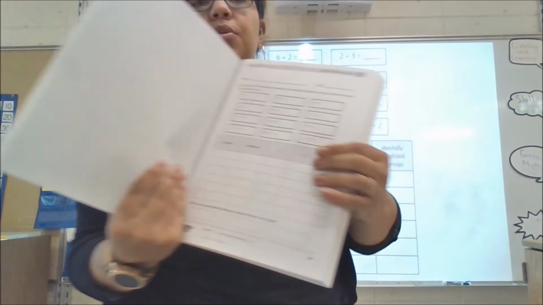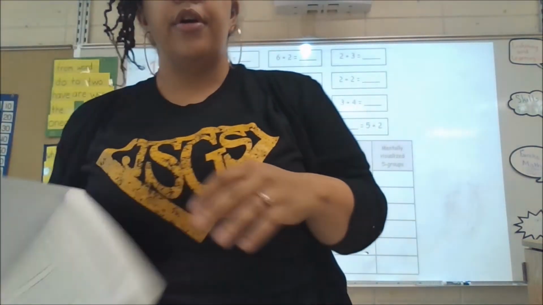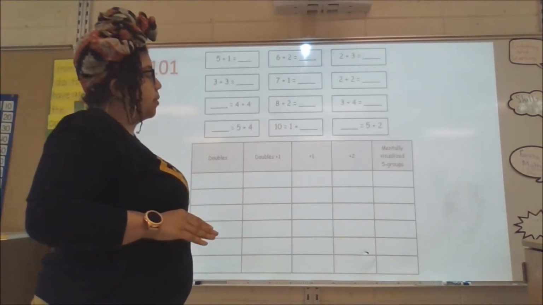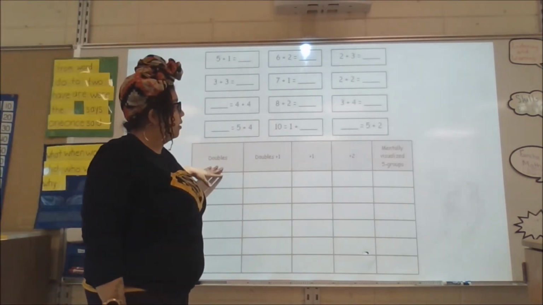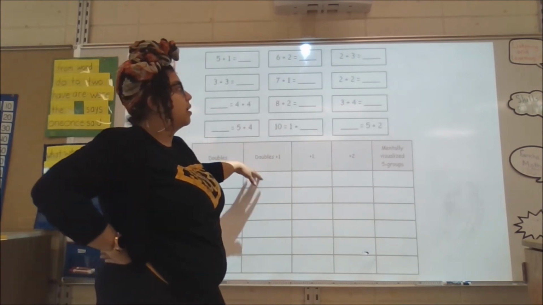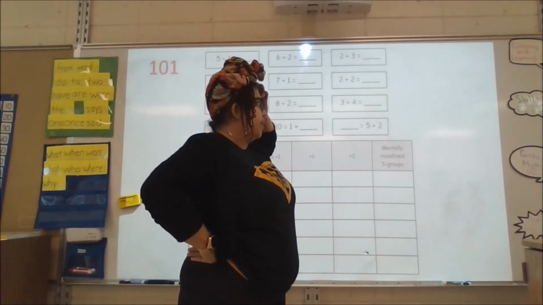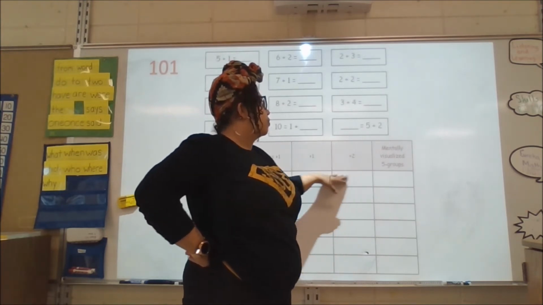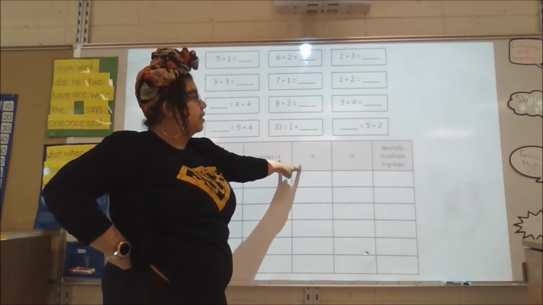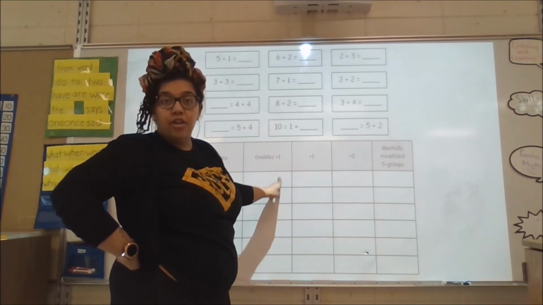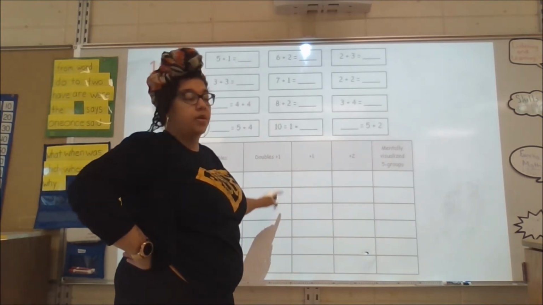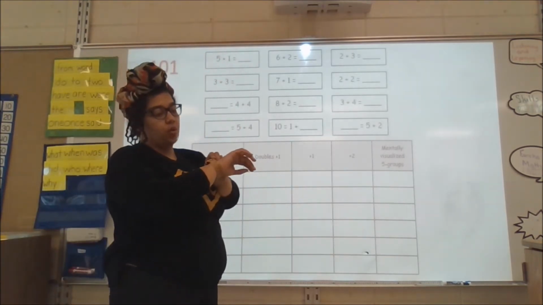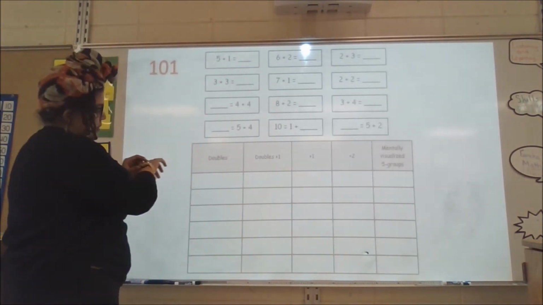Right, here it is, page 101. What we're going to do is solve these problems, and then sort them by the type of problem it is. It can be a double. It can be a double plus 1. It can be just plus 1, so adding 1 is one of the parts, or plus 2 is one of the parts. Now, technically, with these two columns there can be a lot of overlap, which means an answer to a problem can go here and here. But we only need to list it one time, okay? Let's just put it where we list it one time.